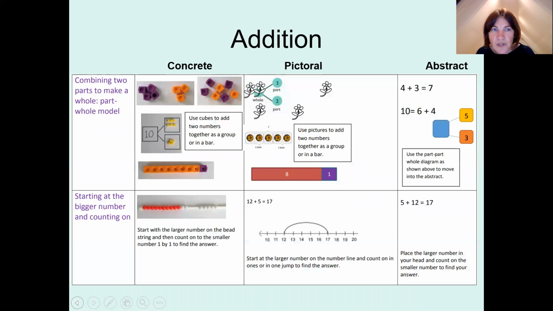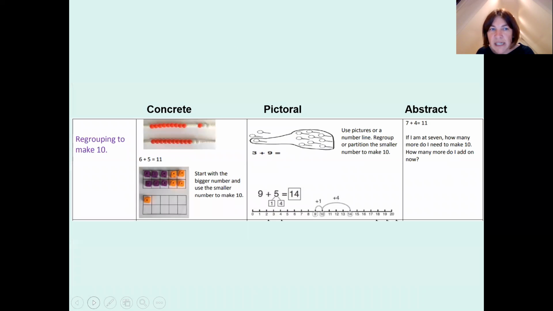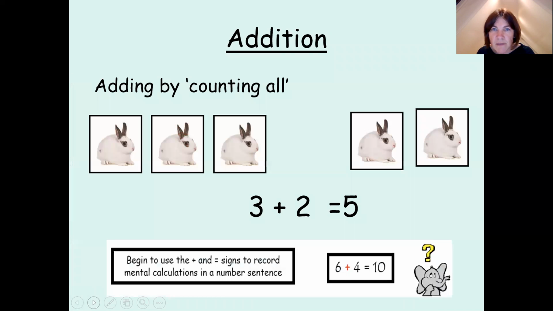So sorry, we have got combining two parts to make a whole, starting at the bigger number and counting on, and then regrouping to make 10. So we'll just look at those in a bit more detail. We start off by counting all. So I've got 3, I've got 2, I'm going to push them together, I'm going to count them all, and altogether I've got 5, and that's how we start.